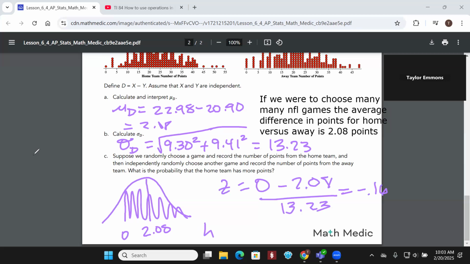This is not right. This will give us an area of 0.5625. Yep. Because anything greater than 0 would give us a positive number, which would mean that the home team would make more points than the away team. Yeah? Did that help? You said it did make sense? Yeah. Oh, okay, cool.